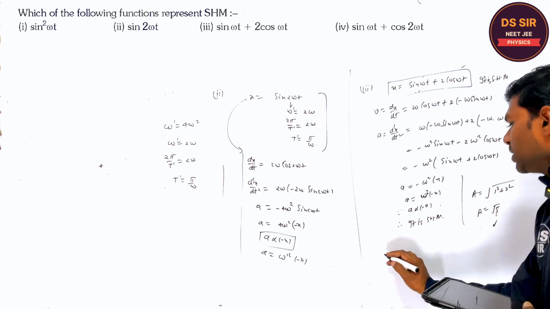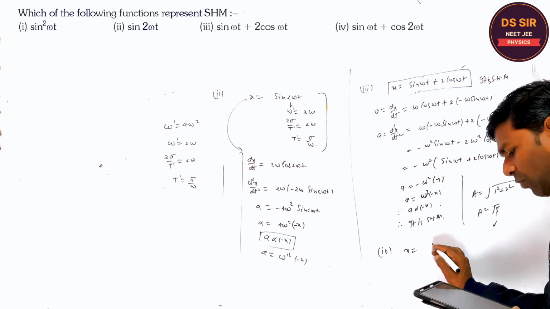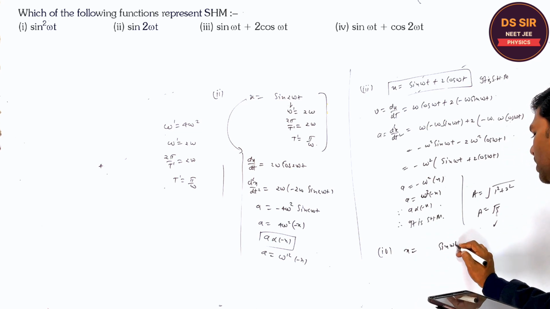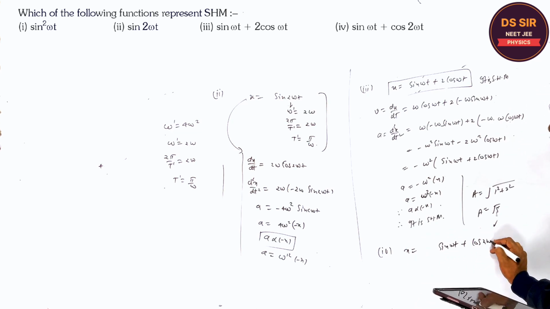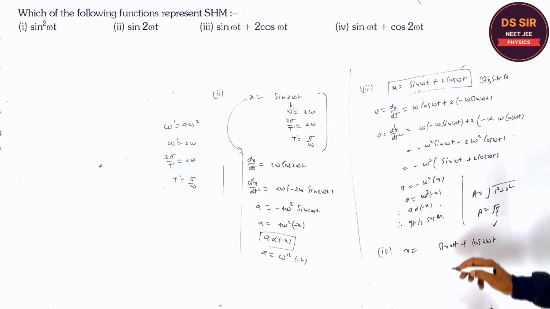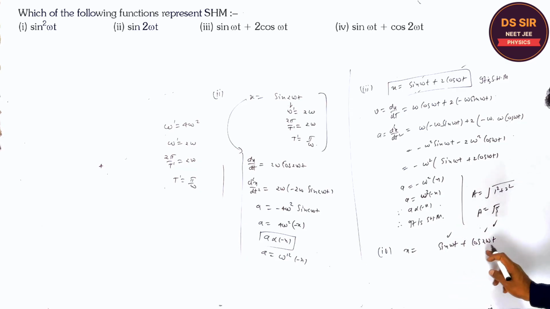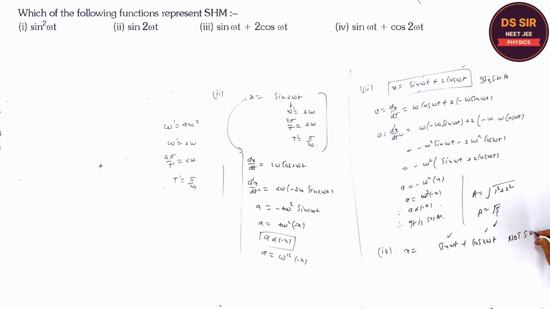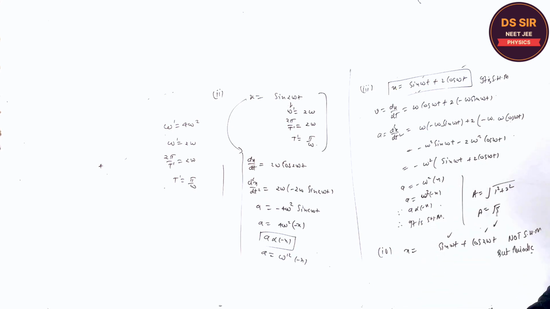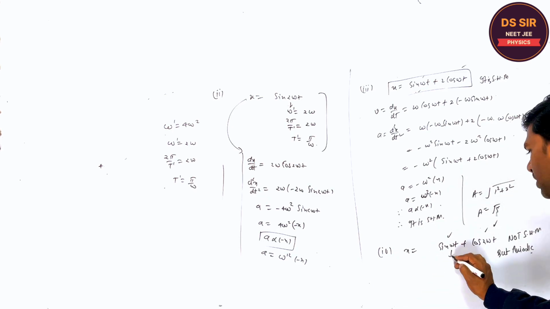Listen, one more thing. The fourth part is sin omega t plus cos 2 omega t. This is omega, this is the double frequency. Do they represent SHM or not? No, not SHM, but periodic. Do you understand or not? And how to find the period? I told you, right? How to find the period?